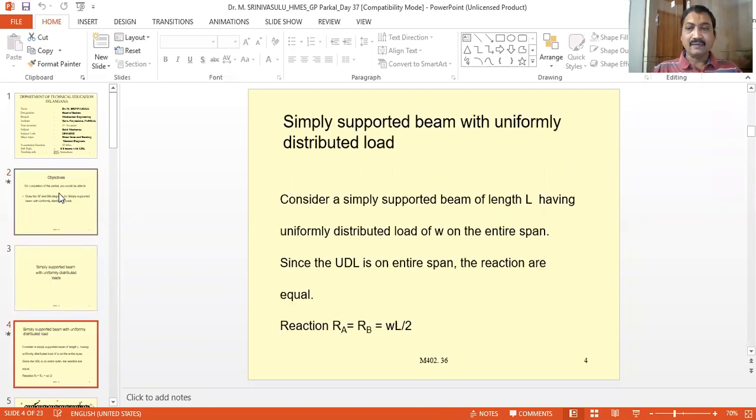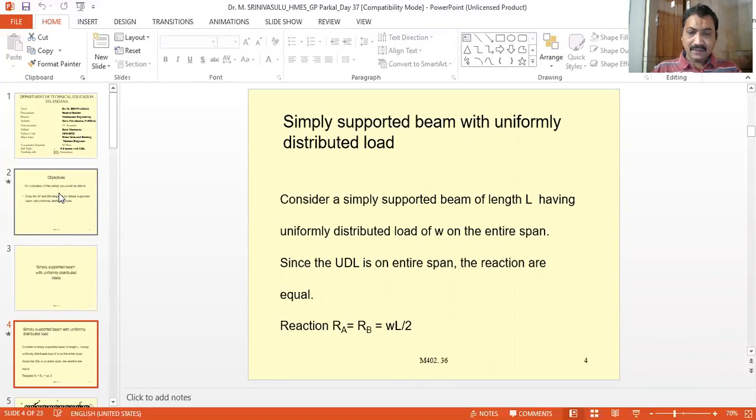In the last class, we discussed the shear force and bending moment diagrams of simply supported beams with point loads. Now we'll discuss the SF and BM diagrams of a simply supported beam with uniformly distributed load, that is UDL.